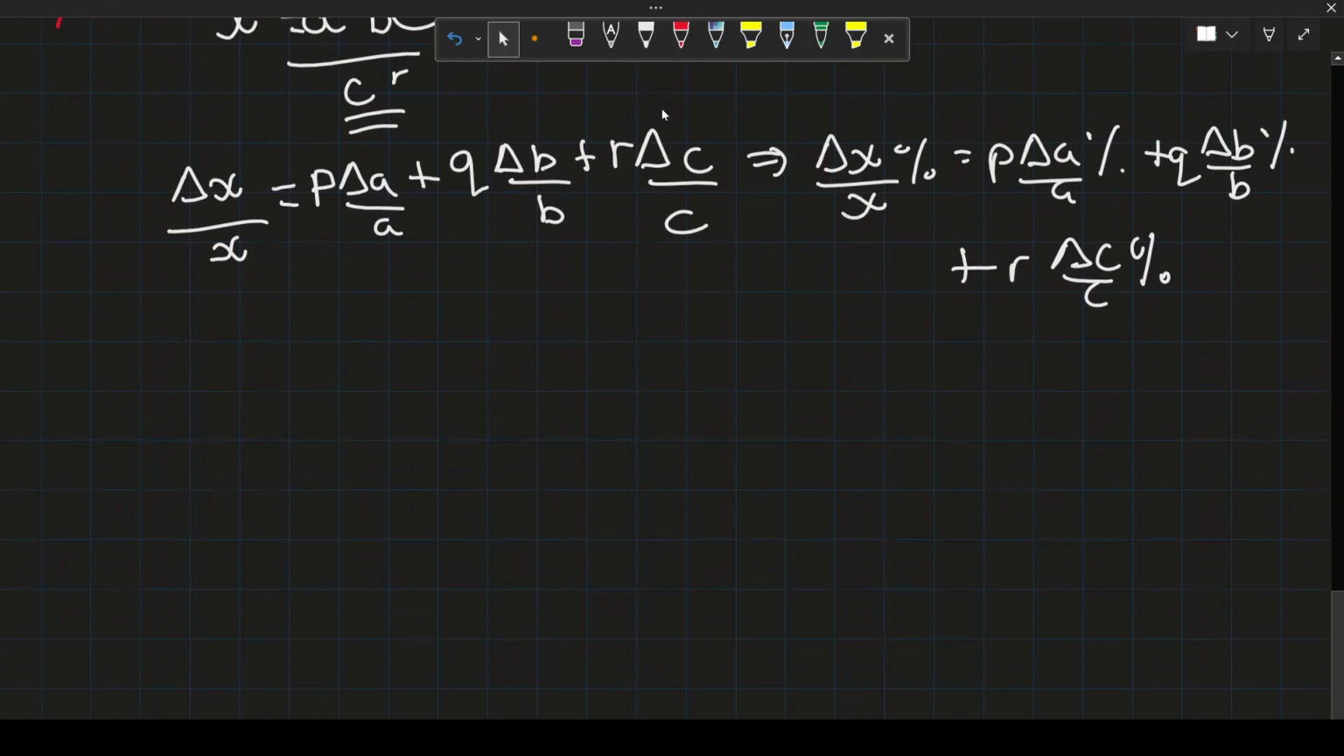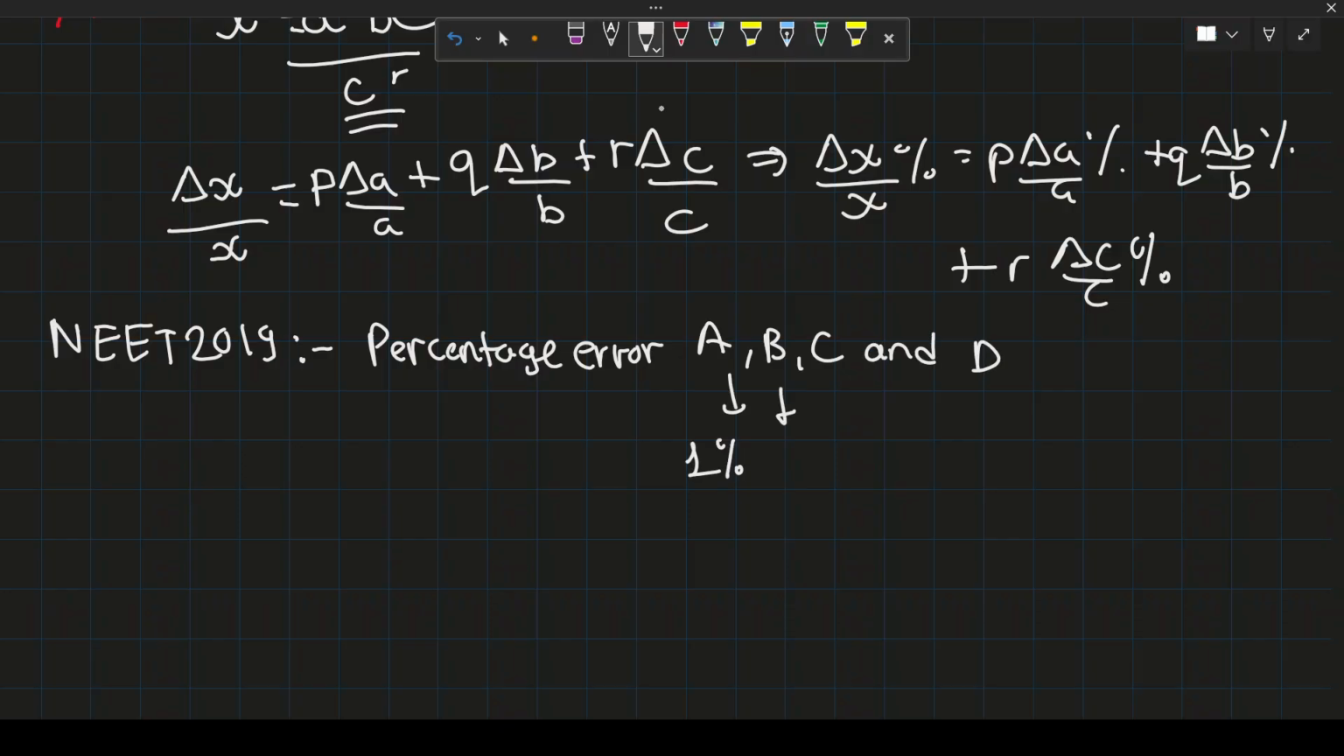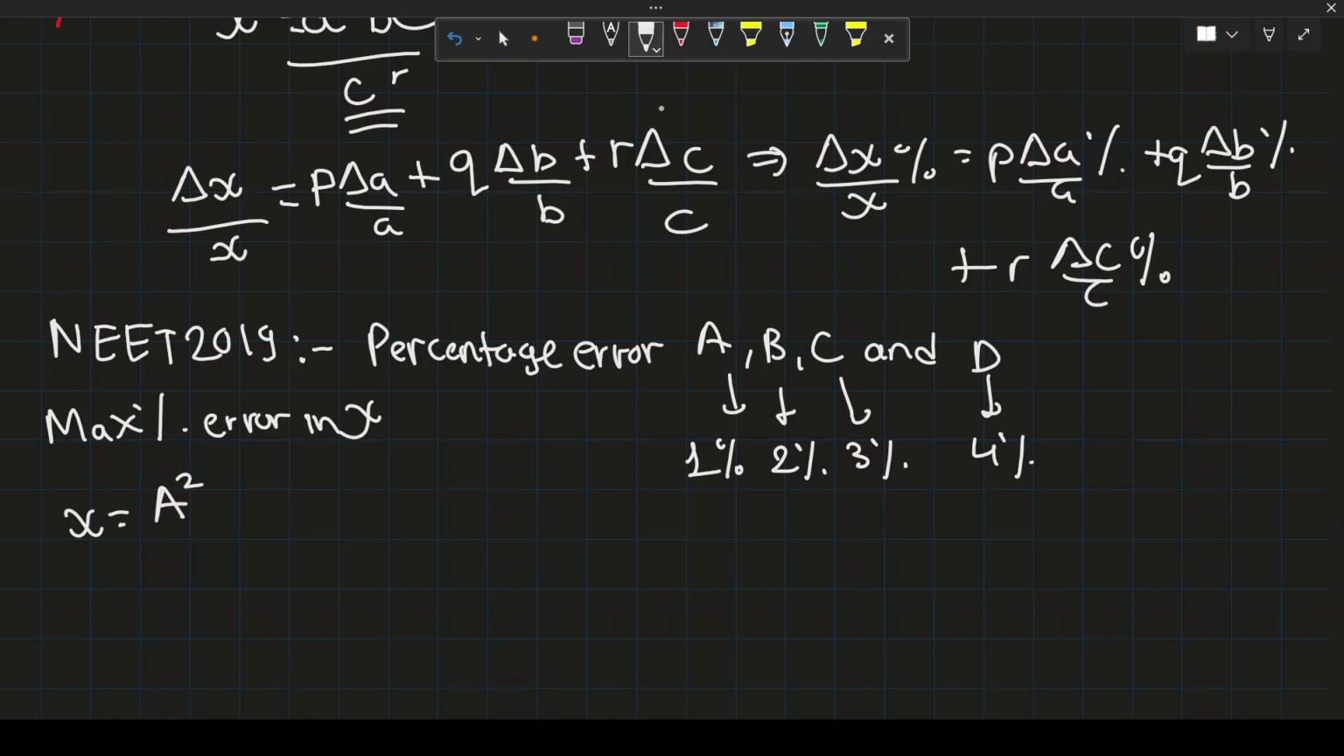Let me explain this with an example. Here's a question which was asked in NEET 2019, which says the percentage errors in the quantities A, B, C and D are 1%, 2%, 3% and 4%, and they ask what is the maximum percentage error in x, where x is equal to a square, b raised to half, c raised to 1/3 and d cube.